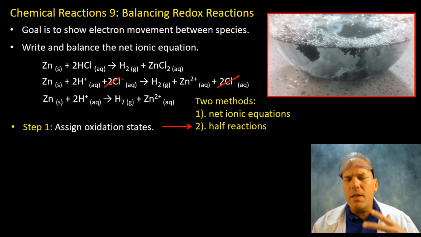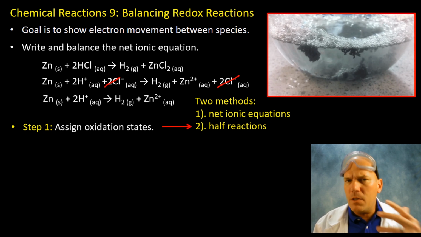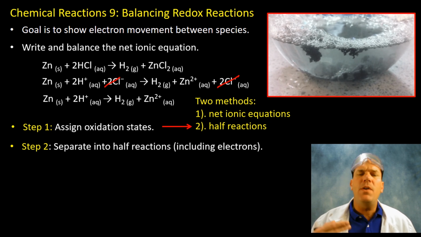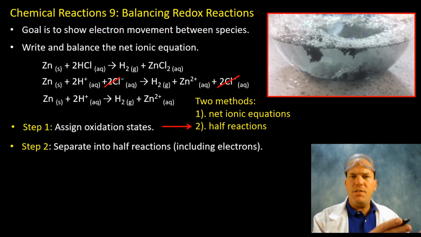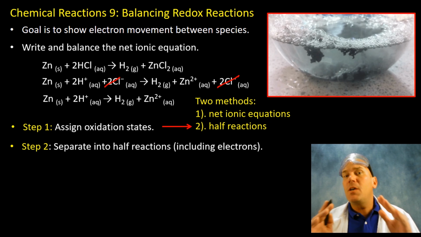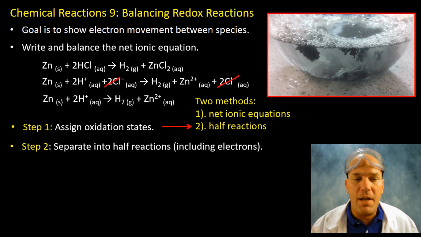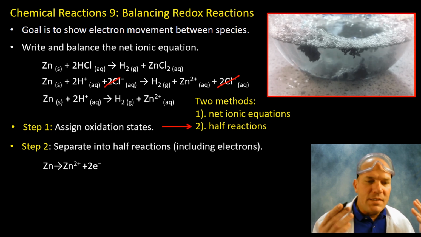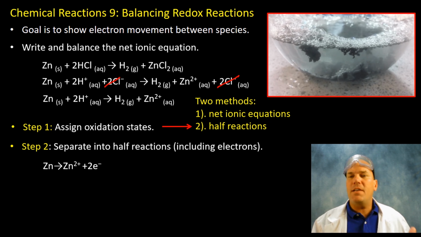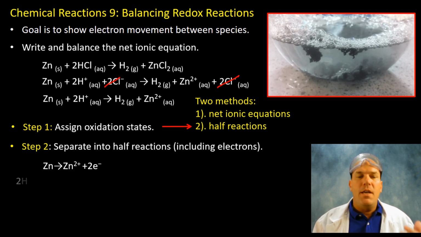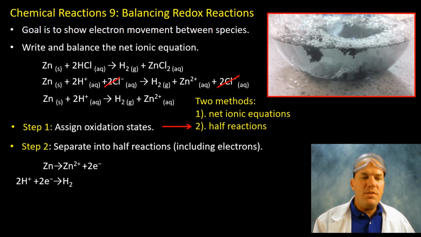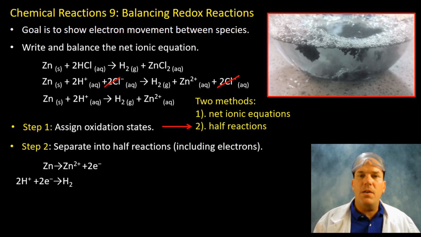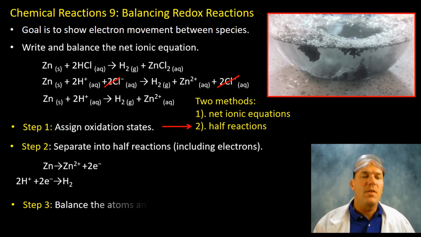First, you're going to assign oxidation states as you learned in earlier videos. Next, you're going to separate into half reactions. So you're going to have your reduction half and your oxidation half, and you're going to include electrons in these half reactions. So let's look at this half reaction in which the zinc is oxidized. So this is the oxidation half reaction. Then we have our reduction reaction in which the hydrogen cation is reduced. So this is our reduction half reaction.